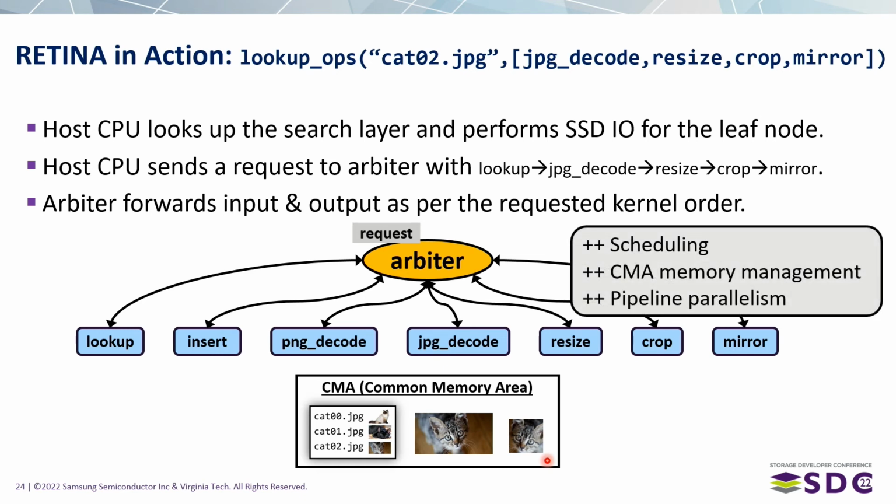So besides this, this is the high-level idea and overview of how the RETINA computational pipeline works. I did not explain how the computational pipeline can be integrated with the update, insert, and scan operations, and also how the arbiter has to perform the scheduling, manage the memory, and exploit the pipeline parallelism. Those things are not explained, but these are the high-level ideas of the RETINA computational pipeline.